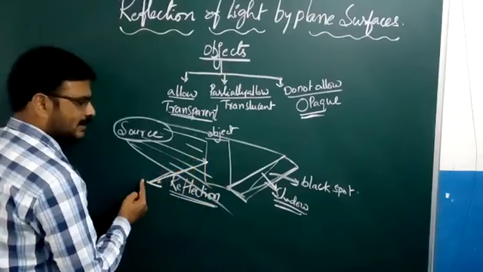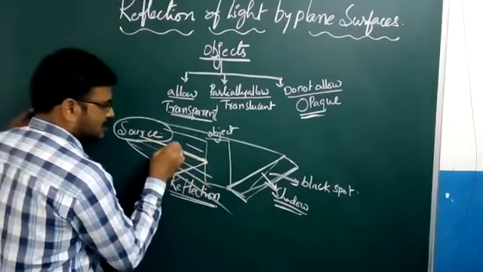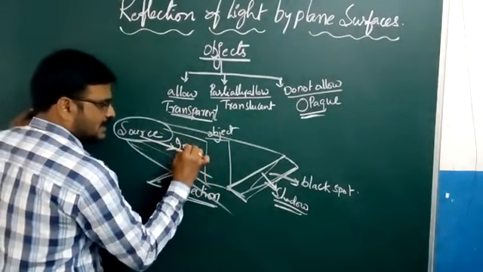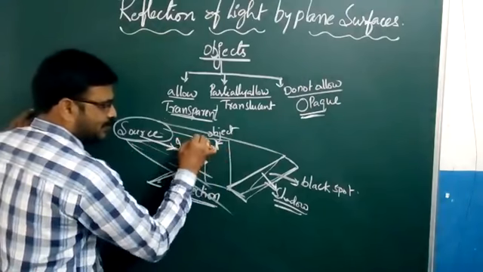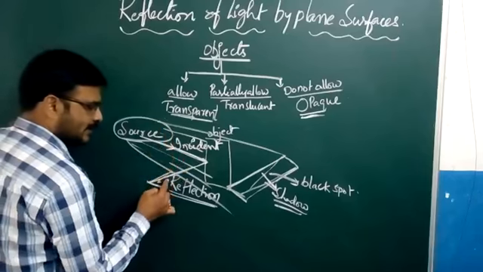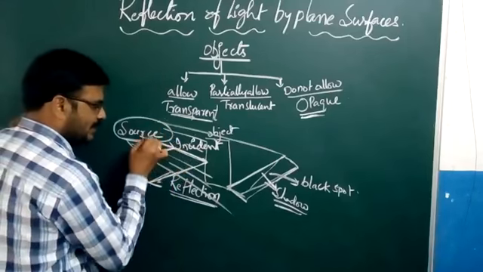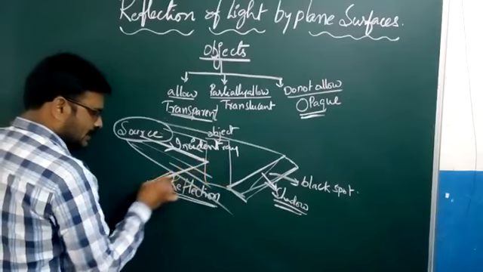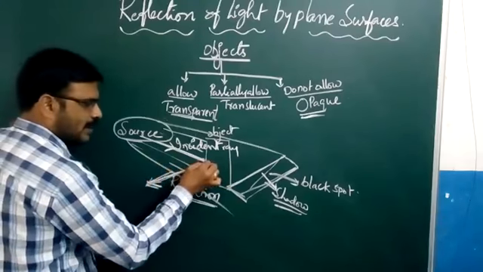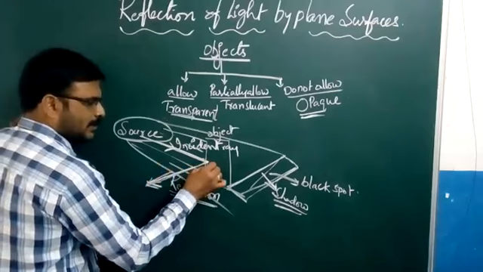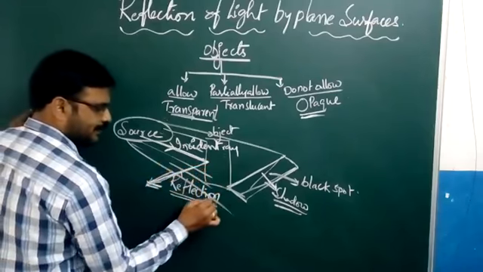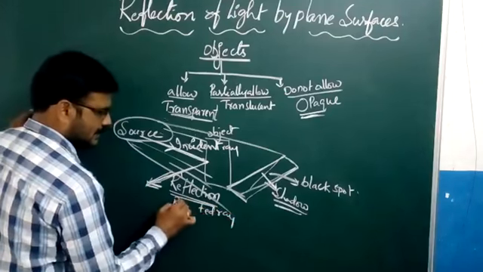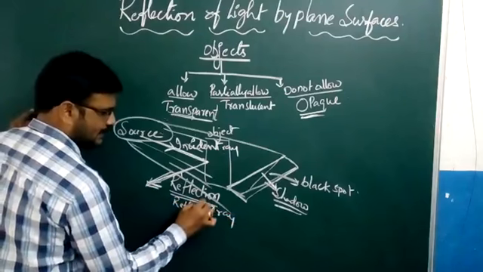This is the light ray which is coming and falling on the object, and this light ray is called the incident ray. The light ray which is coming back into the same medium after falling on the opaque body is called the reflected ray.